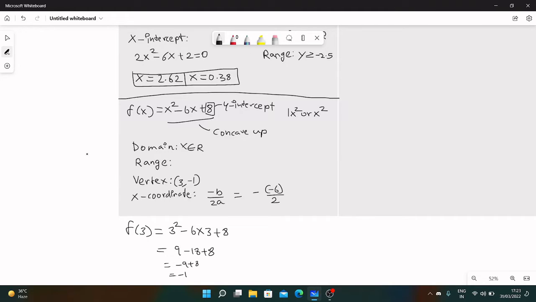Now let's find the x-intercept. Actually, let's finish with the range, since we know the y-coordinate of the vertex. So our range over here will be y greater than or equal to minus 1. Simple. Concave up, minus 1. So greater than that, equal to or greater than that.